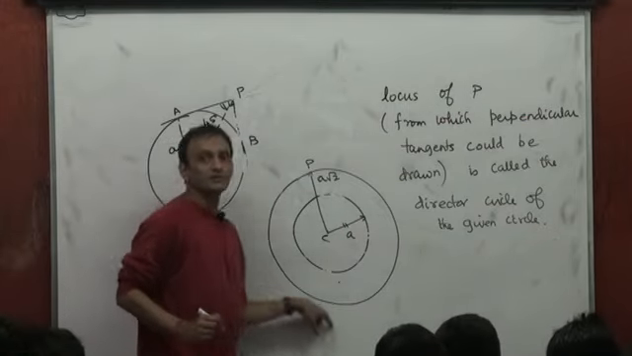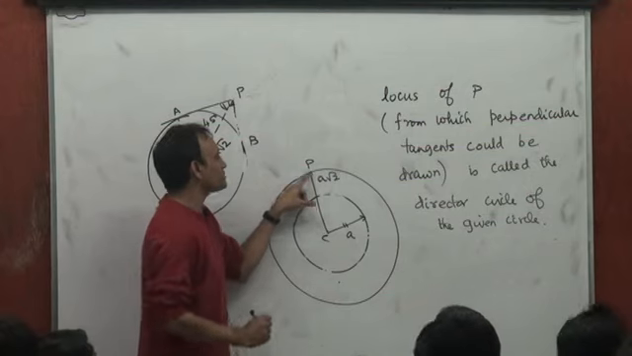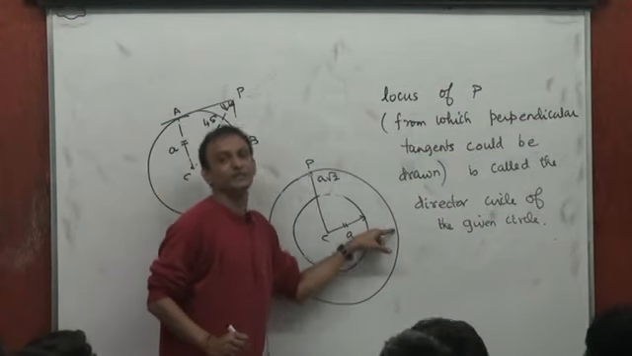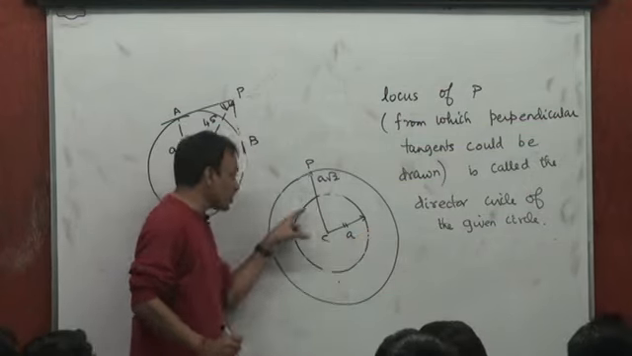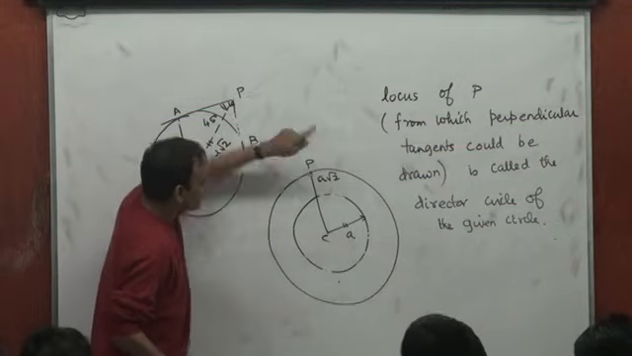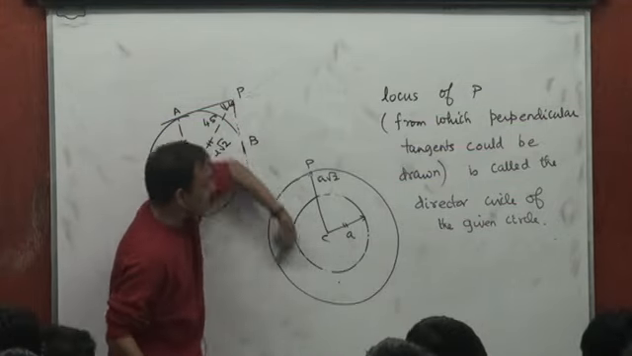So this circle must be the director circle. Why? Because from any point on this circle, if you draw tangents, they would be perpendicular. Tangents to the mother circle. This is the mother. Do you realize that this outer circle and the mother circle are concentric?